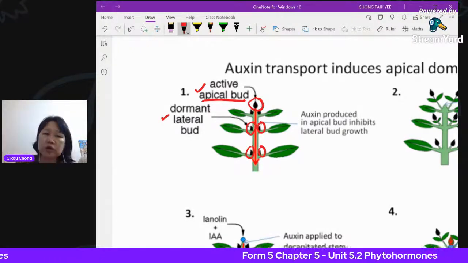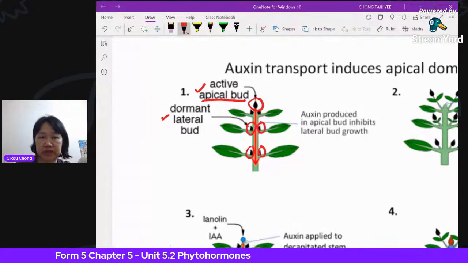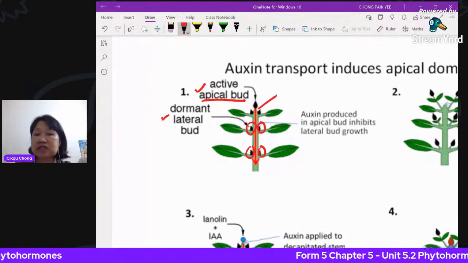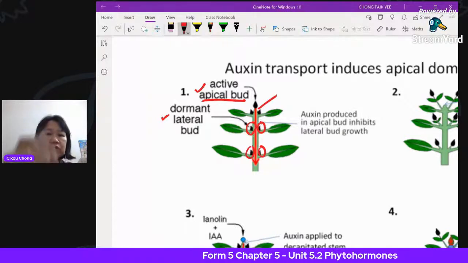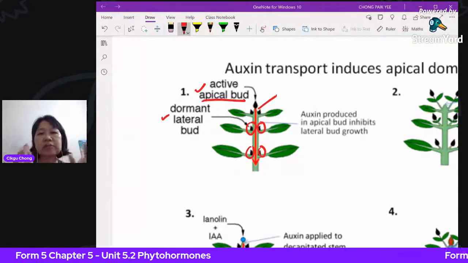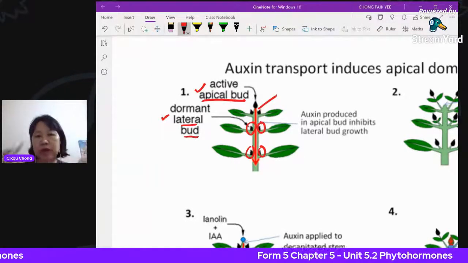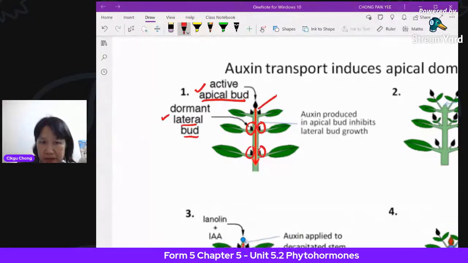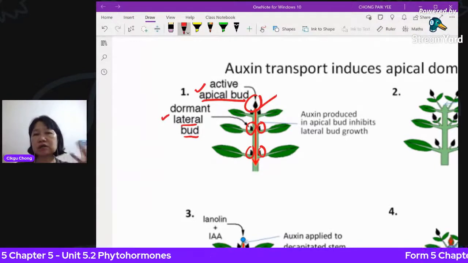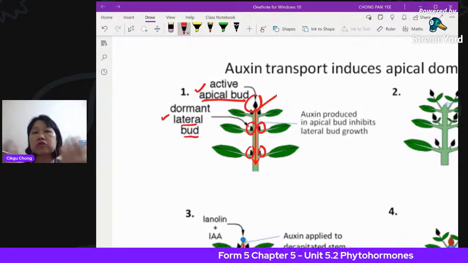Now, auxin is actually produced at the top of the shoot here. So this is the place where auxin is. If there is auxin there, the auxin will flow downwards. You can see the arrow flows downwards, and it's going to stop the lateral bud from blooming. So when you have the apical bud, usually the lateral buds will not bloom, that means they're not going to grow into new shoots.